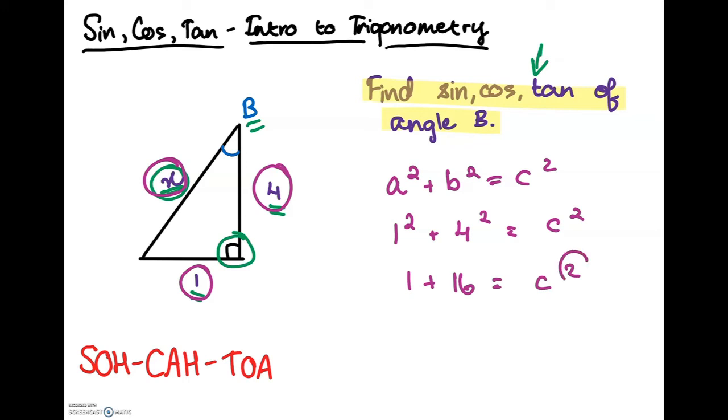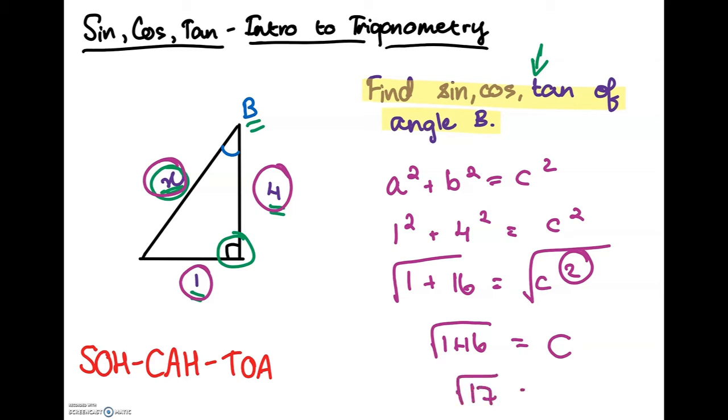Now to get rid of this squared over here on the right, we're going to take the square root of both sides. So we're going to take the square root of 1 plus 16, and this will equal C because you're canceling that square on the right-hand side. So now we're going to simplify this. It's going to be the square root of 17 is equal to C. C is our remaining side over here, so we found that this is equal to the square root of 17.